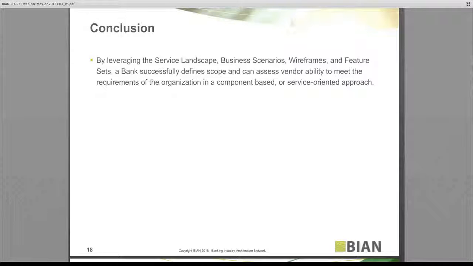Okay. And another question is, so if you look at the whole of the process, do you think you gained some time by using this methodology, using the BIAN material, compared with if you would do it, let's say, in a traditional RFI RFP process?